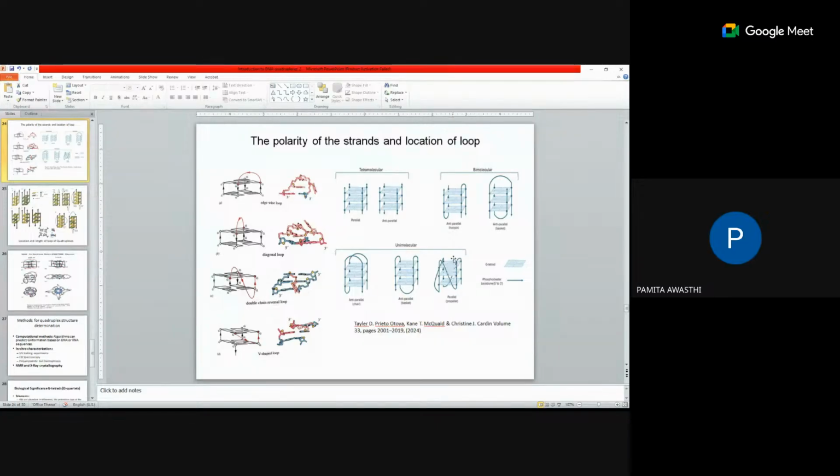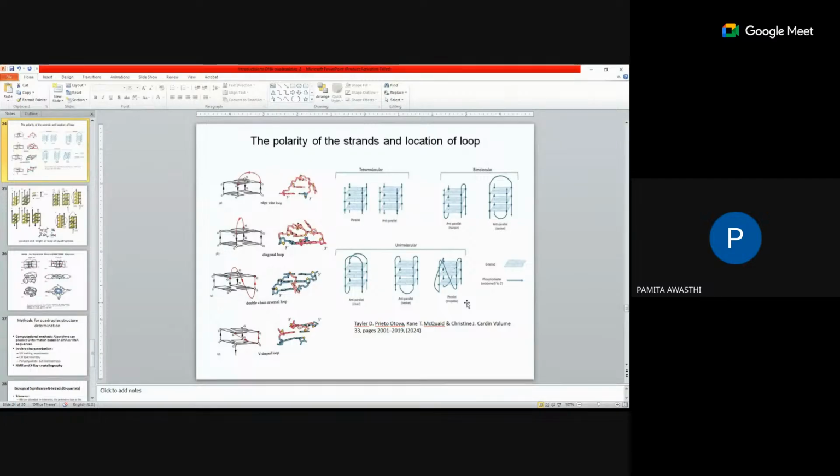Just try to visualize the two stacked G tetrad sequences. This is one G tetrad, this is another G tetrad. So the sequence is going something like this way. This is called a propeller loop. When you have multiple N, or M, where M is more than 3, 4, 5, the strand starts from here, going this way and this way and so on. This is called a propeller kind of loop, or also called a strand reversal loop.